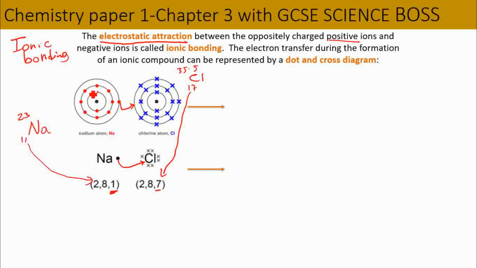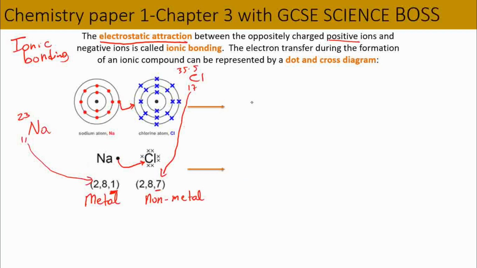So ionic bonding must involve a metal and a non-metal. Metals are found to the left of the periodic table, left of the staircase. Non-metals are found to the right of the staircase.